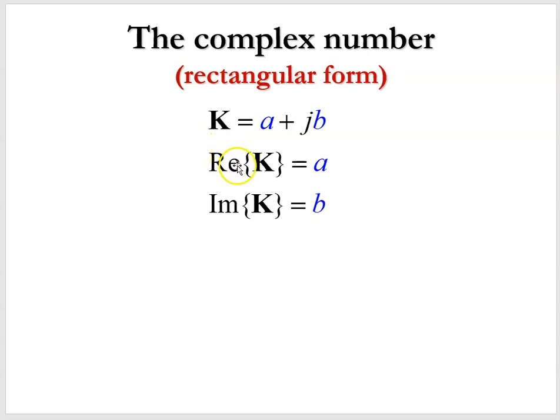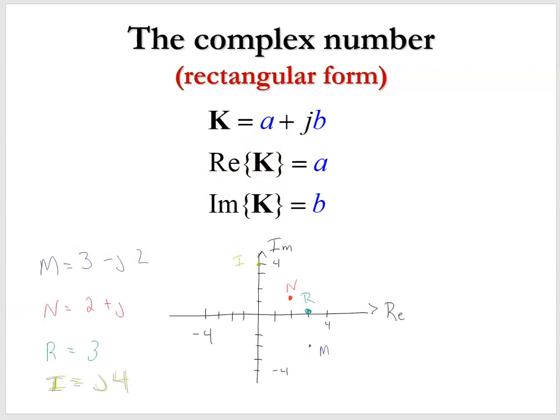But we can take the real part of K, and that's A, and the imaginary part of this complex number K is B. So the imaginary part doesn't include the imaginary operator. We just say that's the imaginary part of the complex number K. In this case, we're using K.